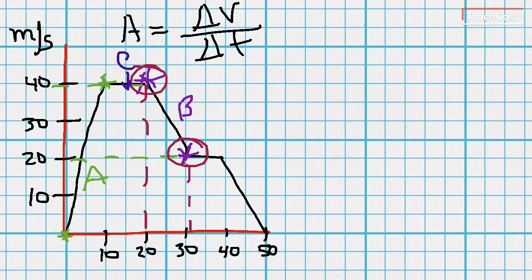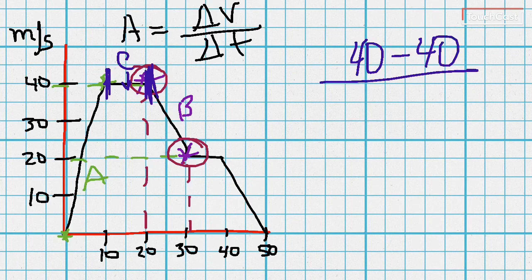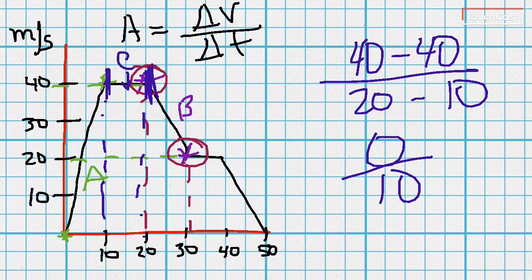Line C here starts here and ends here, and it's a flat line. So let's see what type of acceleration we get. We have our final speed is 40 right here. If you draw a straight line over to the left, you get 40 meters per second. Our initial was 40, and our time, if you go down, ended at 20 and started at 10. And so what happens is 40 minus 40 is 0. It really is a moot point on what goes on the bottom because you have 0 over whatever. And so that means 0 acceleration.